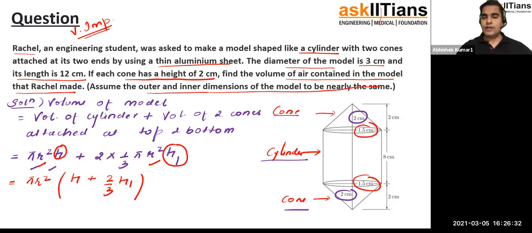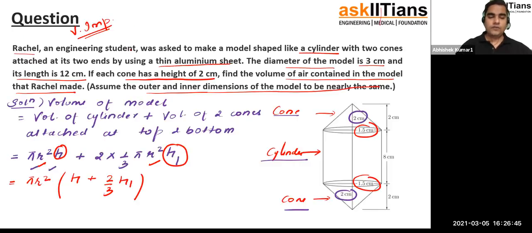R is 1.5, and 1.5 is the same as 3/2. So you are going to get 22/7 into (3/2) square. Inside the bracket, what do we have? We have h, and h represents the height of the cylinder. So that is 8 centimeter.